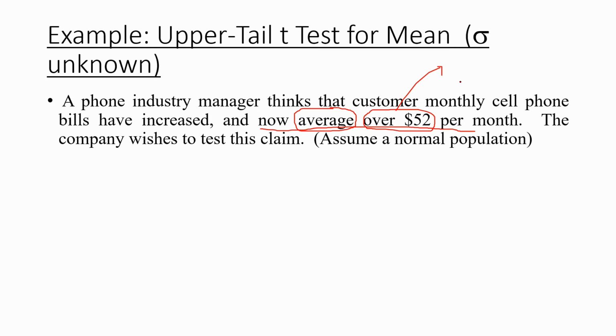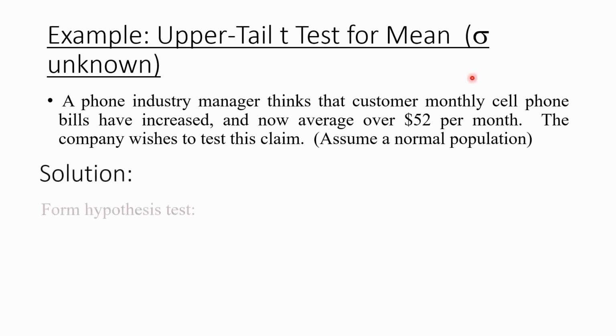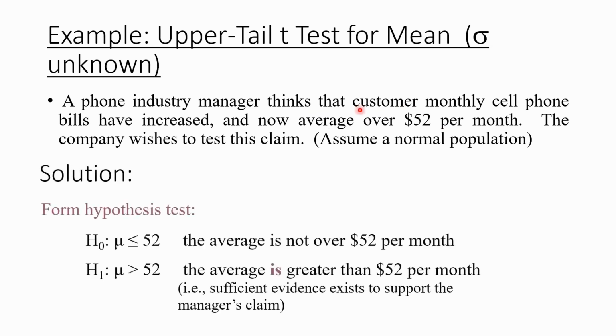So in this case, when you are given and now average is over $52, this is your H1 or your alternative hypothesis. Accordingly, your H0 or your null hypothesis would be your average less than or equal to $52 per month. So let's have a look at how you write that down. So the solution, hypothesis test, your H0 is mu less than or equal to 52. Your H1 is mu greater than 52. Remember, in the null hypothesis, you have to have the equal sign.